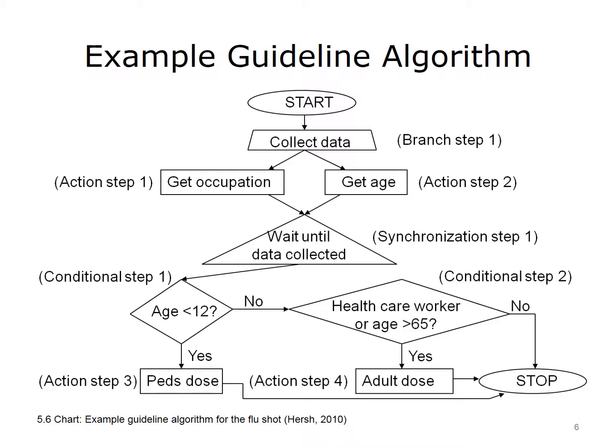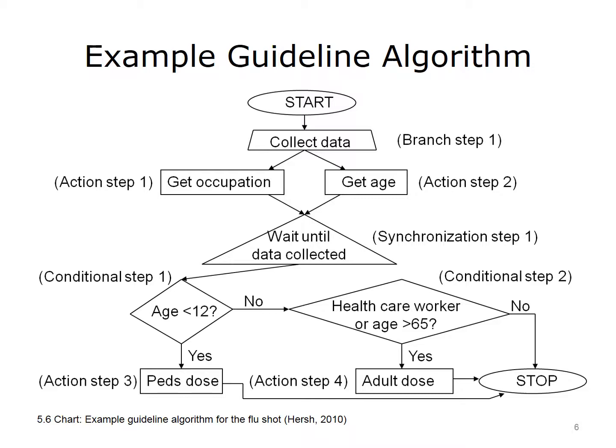We then reach conditional step 1, where we ask if the age is less than 12. According to this guideline, we should immunize everyone who is under the age of 12, and we should use the pediatric dosage that is modified for their weight and size. If they are older than 12, we then ask if they are a healthcare worker or are older than age 65. If either is true, we give the adult dosage. We go to that action step. Otherwise, which probably doesn't reflect current practice, we don't.